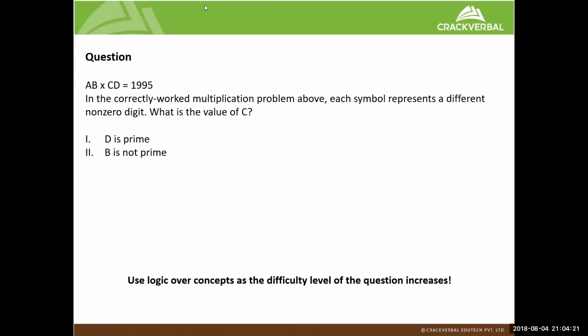Okay, guys, you can start typing your answer in the chat window, please. All right, let's have a discussion on this.